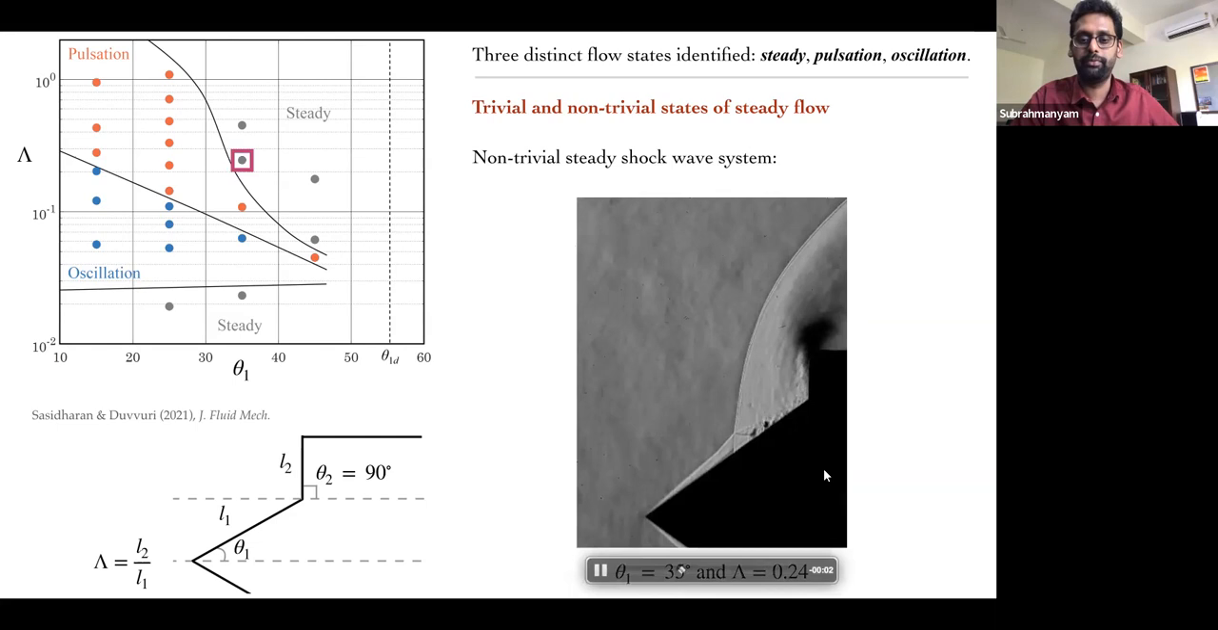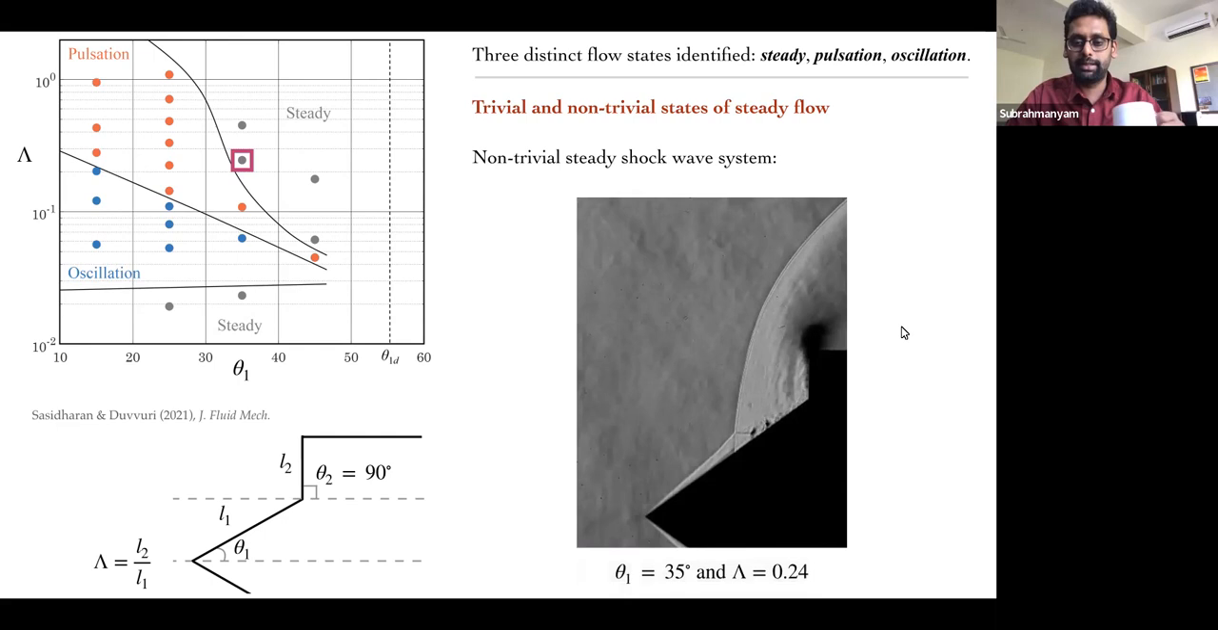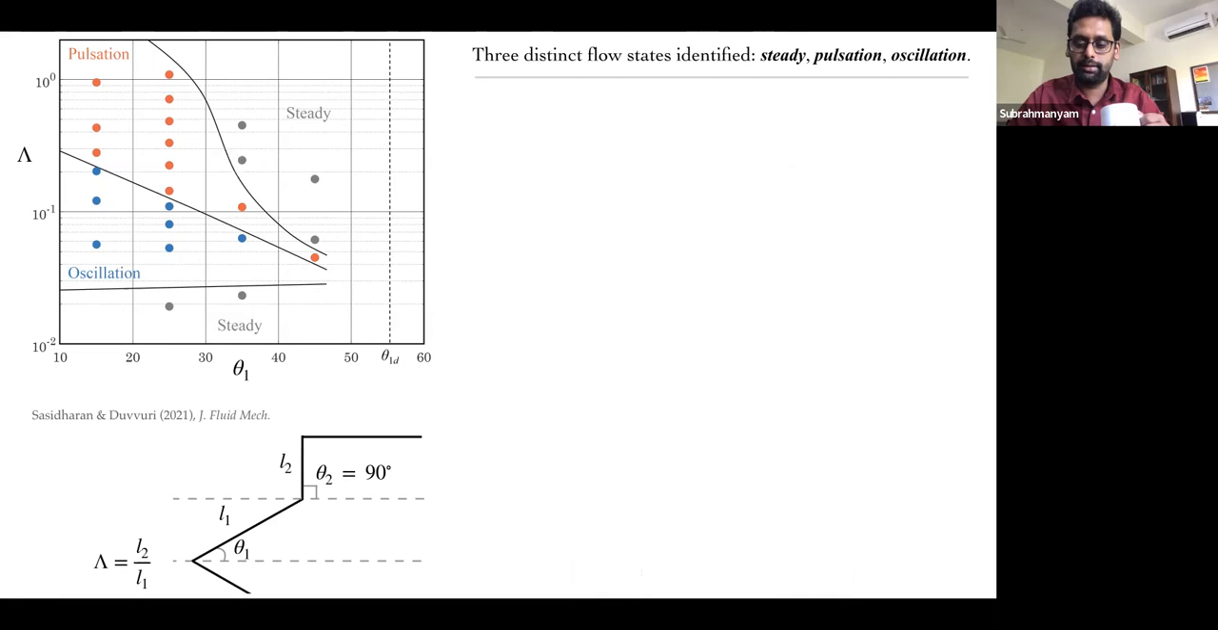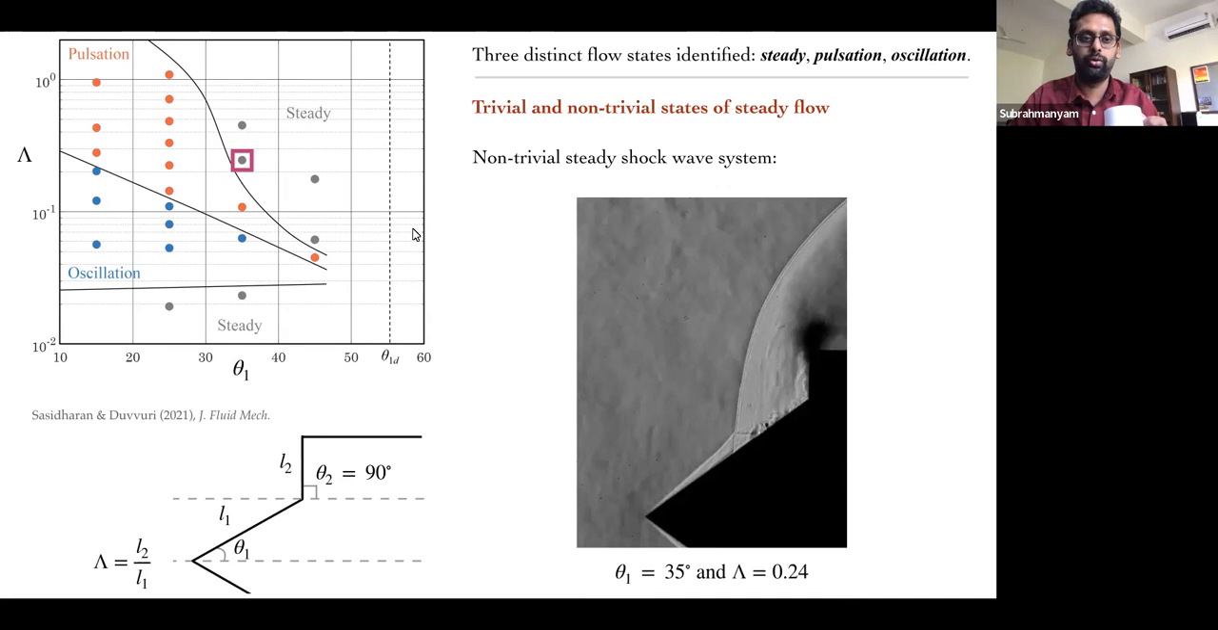Okay, so here's a Schlieren video corresponding to the experiment where theta 1 was 35 degrees and lambda was 0.24. So this is the data point highlighted with this purple square in the parameter plot. This shows a scenario where you have the non-trivial steady shockwave system. So the features that we discussed just now using the schematic, you can now identify in this Schlieren video.